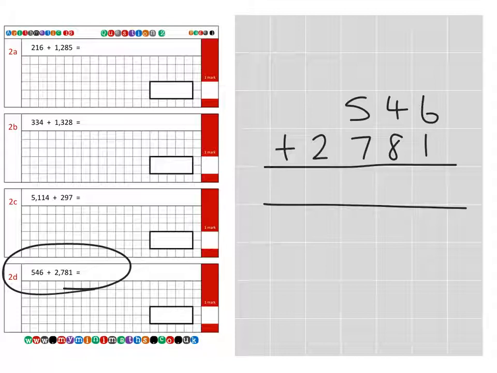So 6 units add 1 unit, 7 units. We've got 4 tens add 8 tens, 12 tens, so carry into the hundreds column. We've got the hundreds, so that's 100, 500 and 700, that's 1300. Carry the thousands over, and then finally we have 1000 and 2000 to give us 3000, for a final answer of 3327.